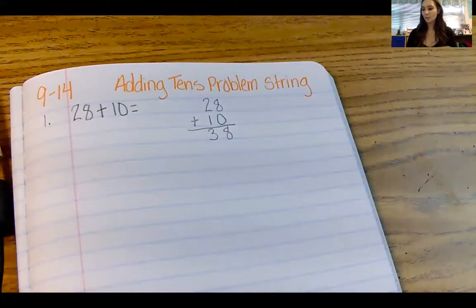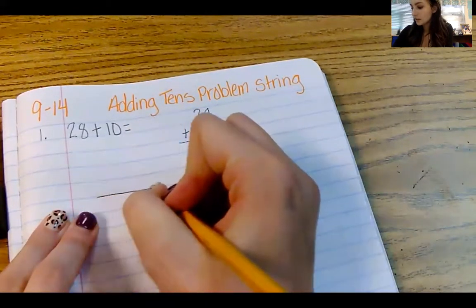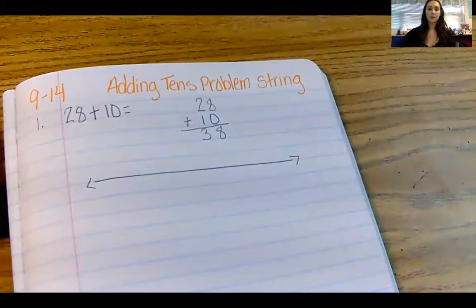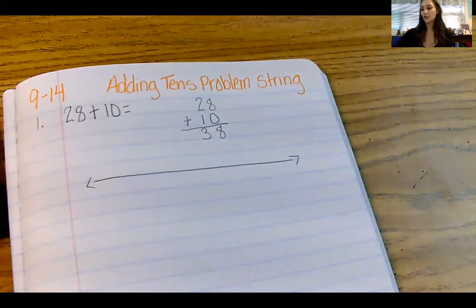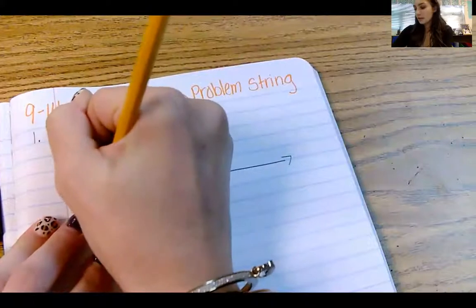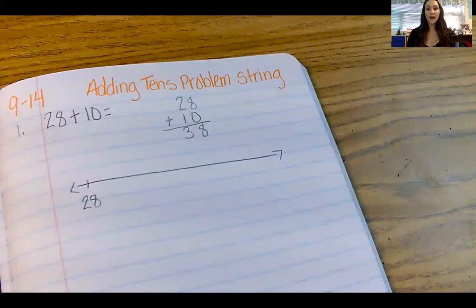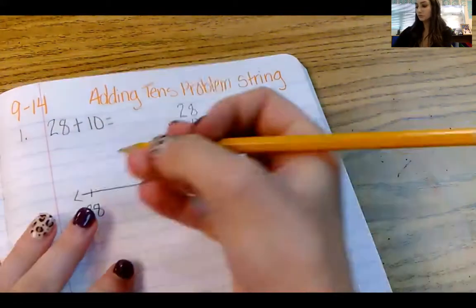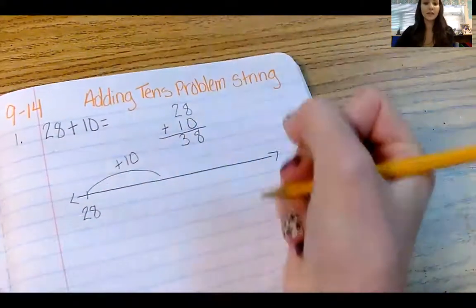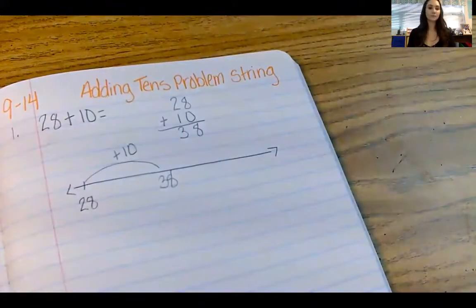Another way that I can solve this problem is by using a number line. Okay, so I'm going to draw my number line. I know that when I'm working with the number line, I always start with my largest number, which in this case is 28. So right here, I'm going to write 28. Now there's a few ways that we can do this. We can add 10 right away. If we just add 10, because 10 is a friendly number, I could get to 38, which is my answer.